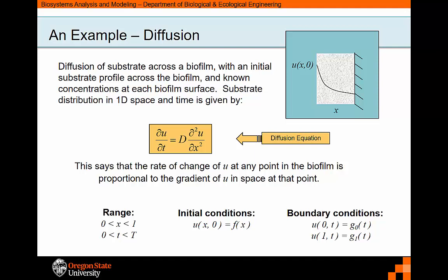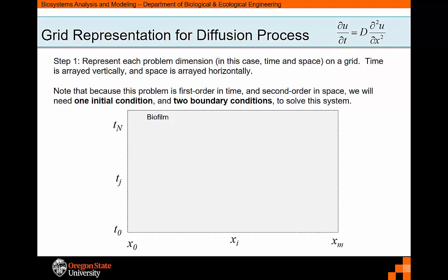Additionally, we will assume that we have defined initial conditions and known boundary conditions for the right and the left-hand side. Let's translate this representation into our grid. Our grid will consist of two dimensions matching the two dimensions in our model space. We will portray space on the horizontal axis and time on the y-axis. We will assume time increases as we go up the grid.